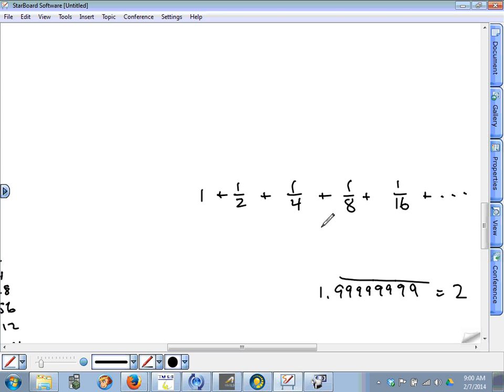Okay? This sum is never going to exceed the number 2. It's never going to get larger than 2. This is what you're going to study next year in calculus called a limit. You guys heard that idea before, the limit? This is the idea behind the idea of a limit, which you're going to study.